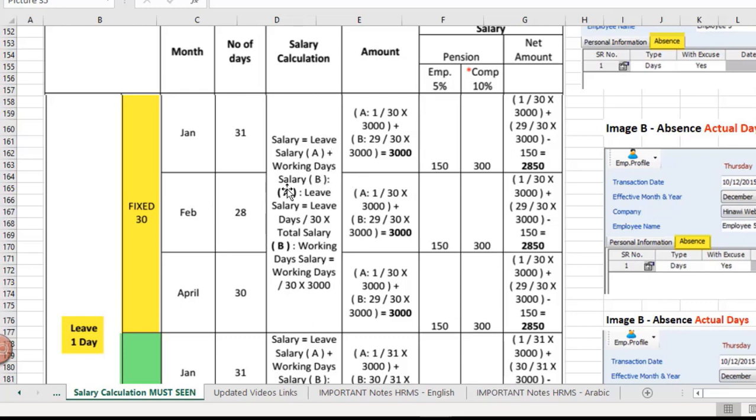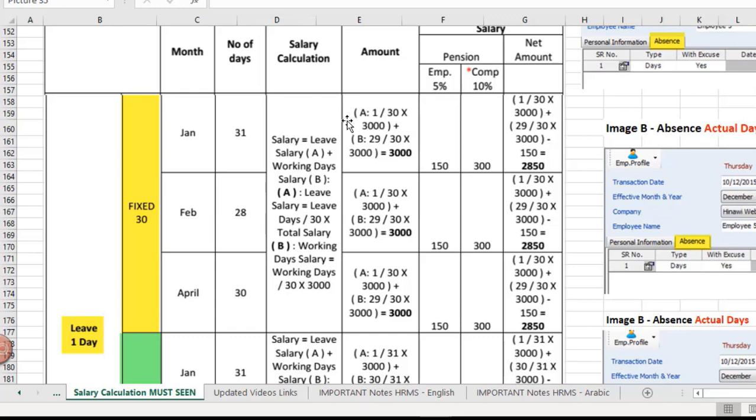So part A here means the leave salary, and part B means the working days salary. First of all, in the leave salary, we take the leave days, divide it by 30 for all of them, because it's a fixed 30 days, multiplied by the total salary, which in this case is 3,000. However, for the working days, we take the working days divided by 30, since it's a fixed 30 days, multiplied by 3,000. Add A and B together to get the total salary.